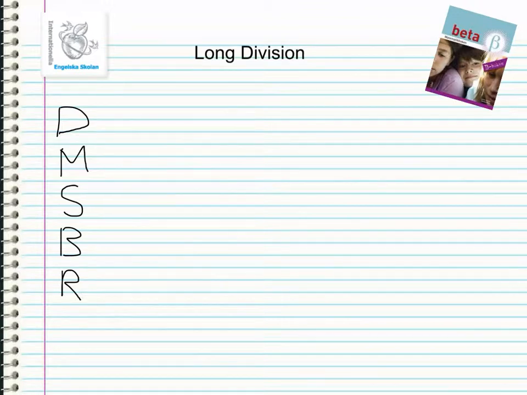Now the D stands for division, M for multiplication, S for subtraction, B for bring down, and R for repeat, and it also stands for rest. Now, we're going to use this to divide a number. We might have a question like maybe 464 divided by 3.